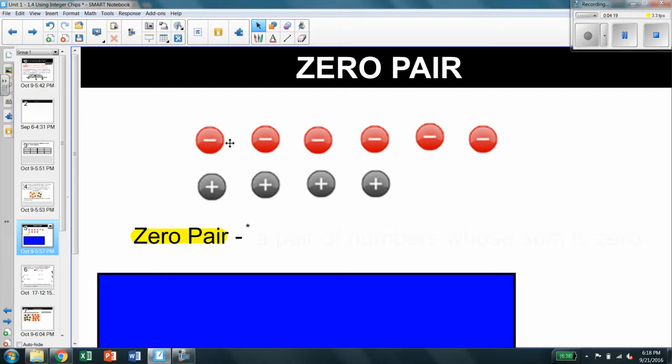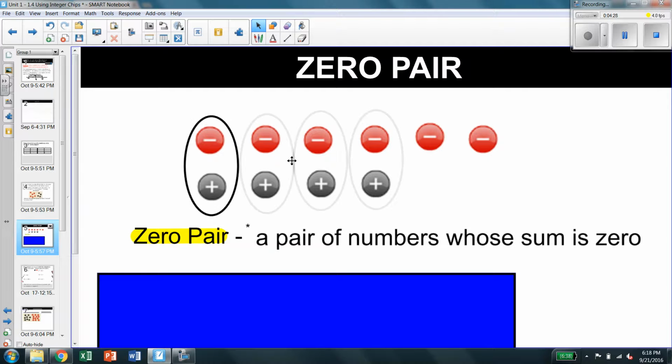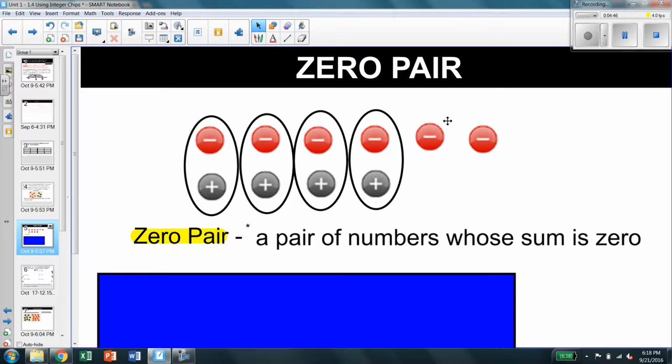This idea is a zero pair. We have the 6 negatives and the 4 positives, and these ones right here are going to cancel each other out, leaving just the 2, because think about it, a positive and a negative really cancel each other out. I have $1, I lose $1, cancels each other out. I get a pencil, I lose a pencil, cancels each other out. So all these cancel each other out, leaving these ones which have nothing to cancel out, and that's what's left over. So that would represent 2 negatives.